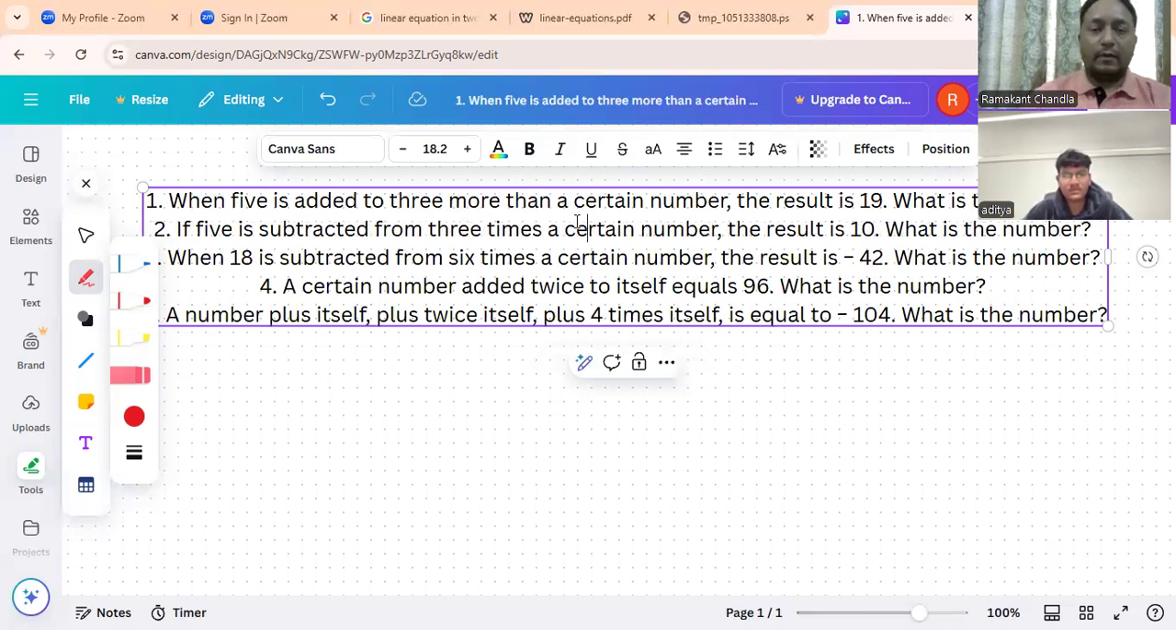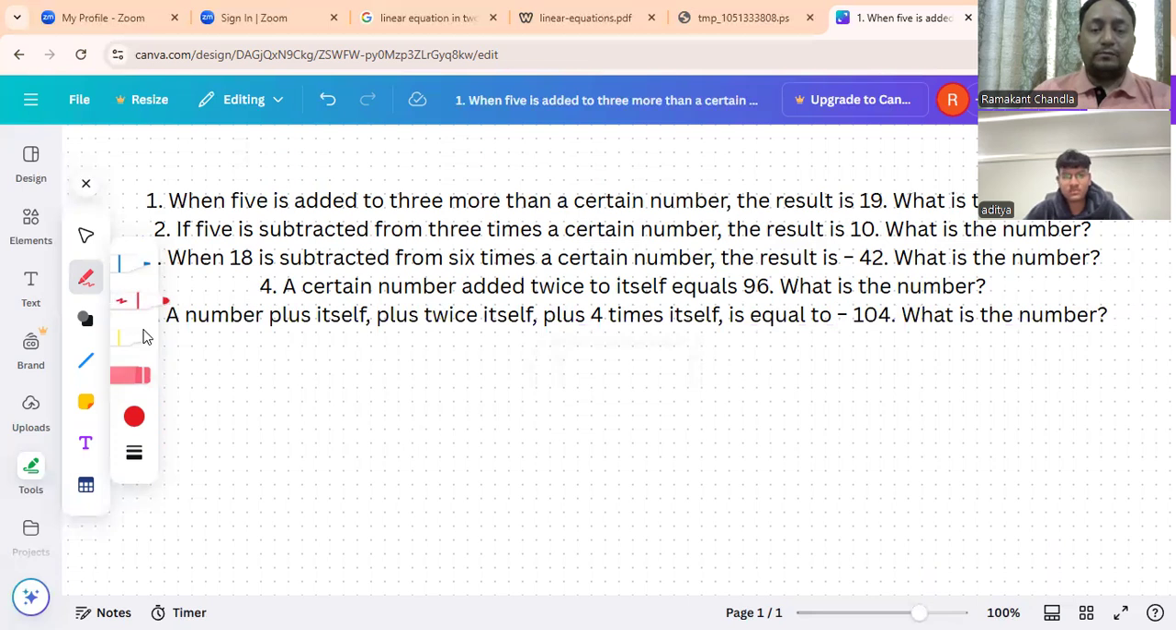When 5 is added to 3 more than a certain number, what they want to ask is to find a number. We have to assume it as X. The most important thing is the thing we are not aware of, the thing we want to find, so we are going to consider it as X. Let X be the number.